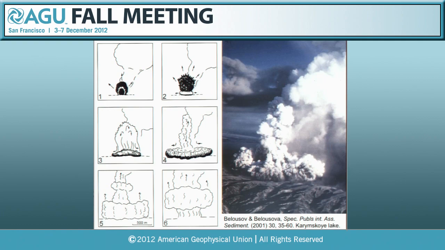Okay, so I'd like to focus today on some of the phenomena that you see here in these images that come from Belisov and Belisova from the Kromskoye Lake eruption in 1996. The lava was emitted at the base of the water lake, which caused an explosion, which led to these instabilities and jetting at the front of that explosion, followed by gravitational collapse and the formation of these pyroclastic density currents emitting radially from the center of the vent. Then eventually, due to sedimentation, that density current became less dense than the ambient and lofted.